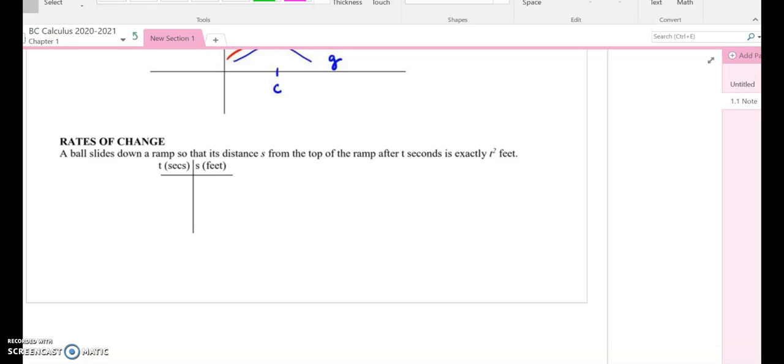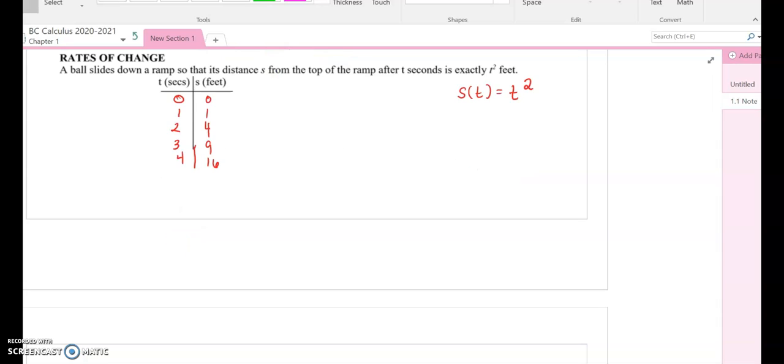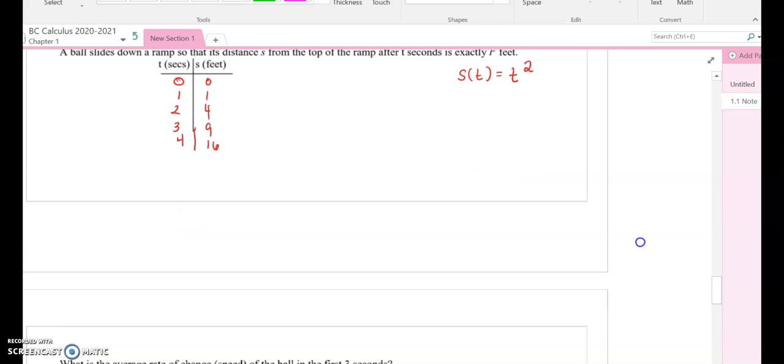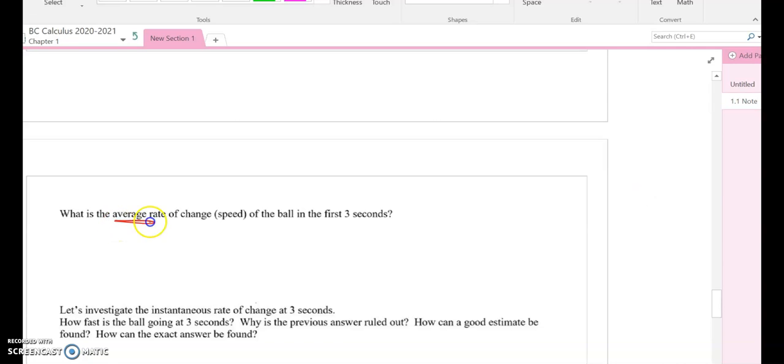So a ball slides down a ramp so that its distance s from the top of the ramp after t seconds is exactly t squared feet. So I want to think about it as this function. And I want you to pause the video and finish this table. Okay, got my table, but I want to know the average rate of change. And in this case, I want the speed of the ball, okay? Because all my outputs are positive, we're going to do speed.